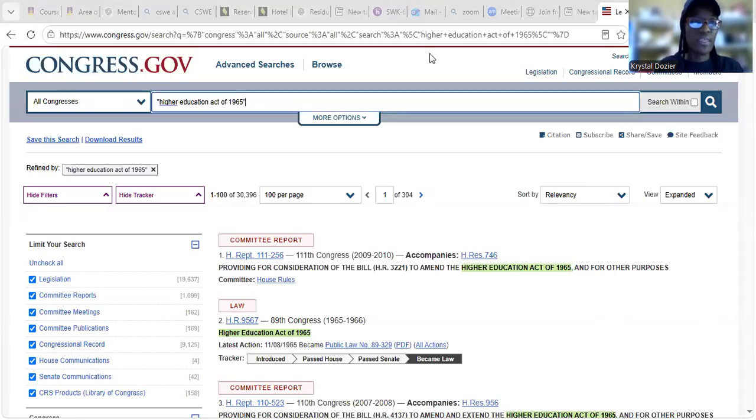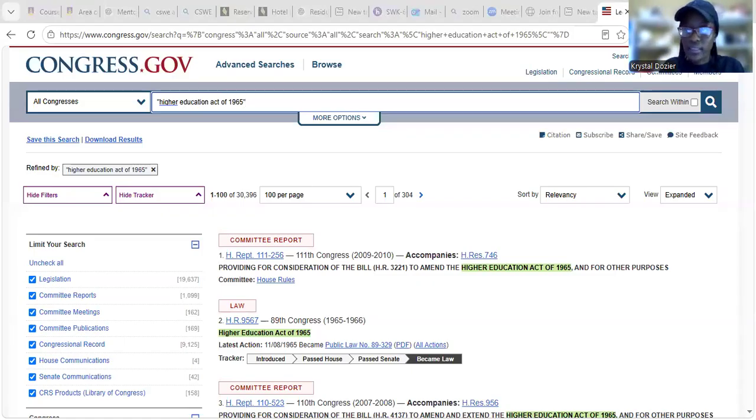So we have the Higher Education Act of 1965. That is my policy. And so what you do is you make sure that at the very top, left-hand side, if you're looking at your screen, it says all Congresses. Okay. Then you're going to type in some keywords. It's the same thing as if you're doing a library search. Sometimes you have to play around with the words. So I typed in Higher Education Act of 1965 because I know that it's a policy, right?